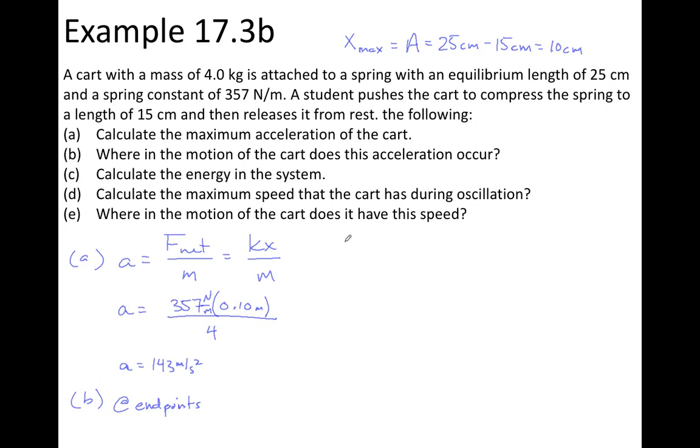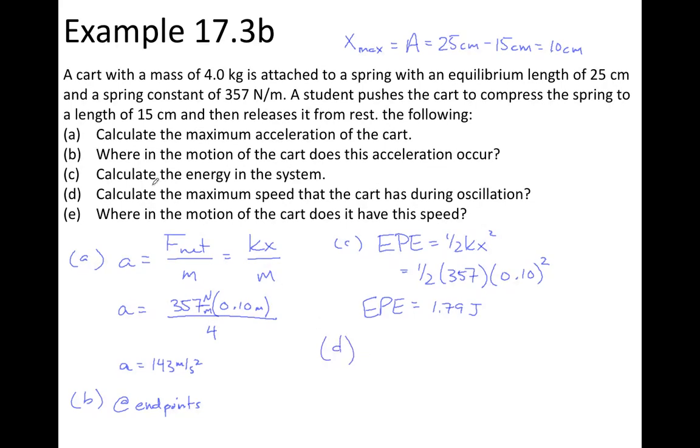Part C wants us to find how much energy the system has. At the end points, it's not moving, and all the energy is elastic. We can calculate elastic potential energy with 1/2 kx squared. We were given the value of k, that's 357. We were given the value of the max stretch and max compression, that's 0.1. And so the total energy available in the system is 1.79 joules.